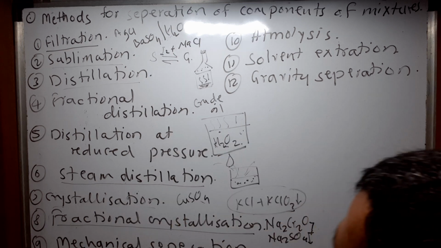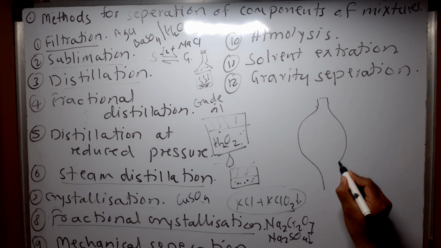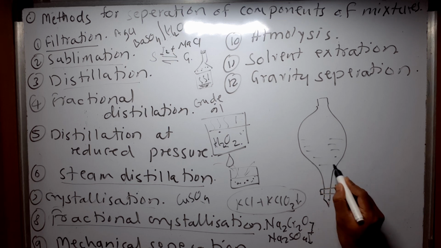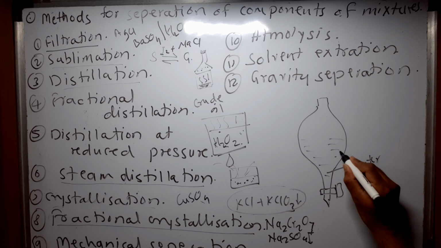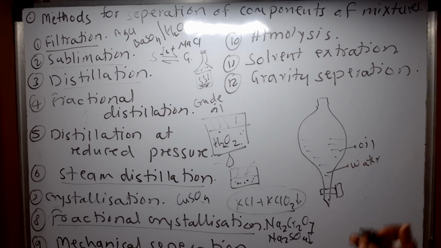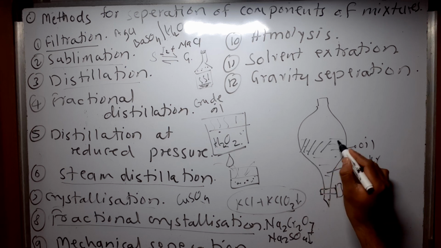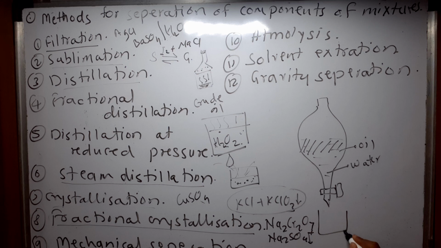A separating funnel looks like this. It is a glassware. Downside here we have the knob, and here we have to take the mixture, water and oil. As oil generally has lesser density, it is going to float over the water. So what we should do is rotate this knob. First of all we collect the liquid that is the water.